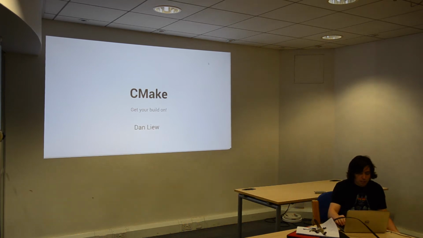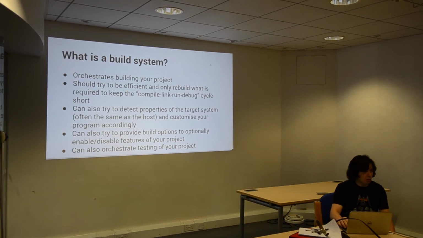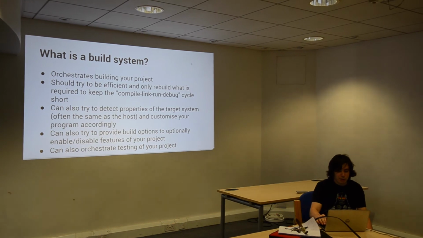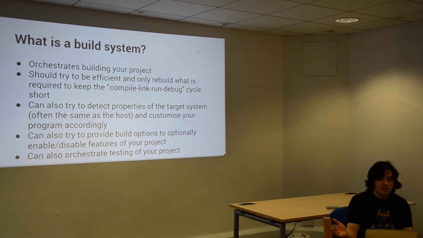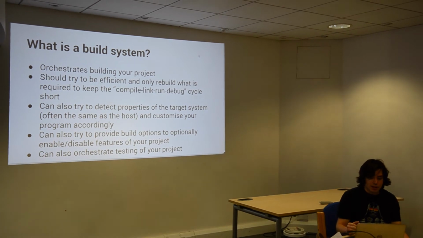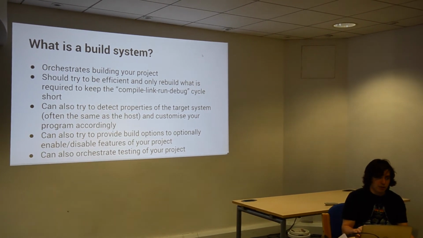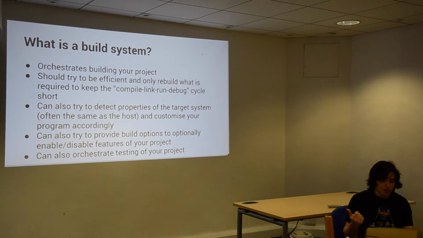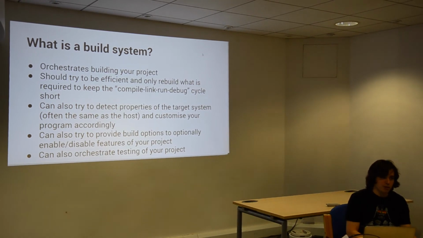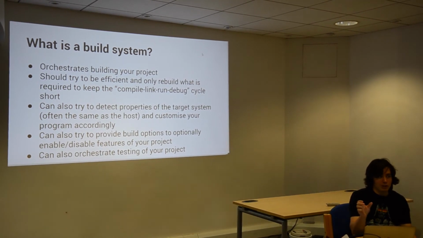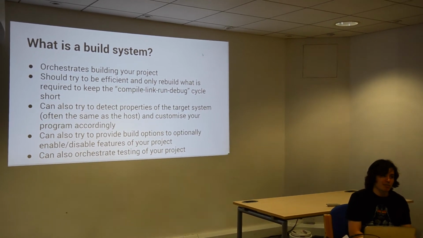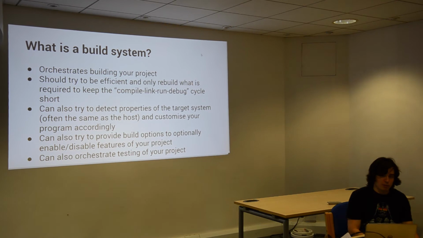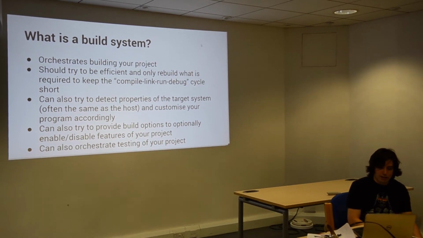Right, so let's go. What does a build system do? It orchestrates building a project. A good build system should try to be efficient and only rebuild what's actually required, so your compile, link, run, debug cycle is as short as possible. You don't want to change one line in a source file, hit recompile, and sit there for half an hour waiting. You want it to be as fast as possible. So a build system should aim to do that.